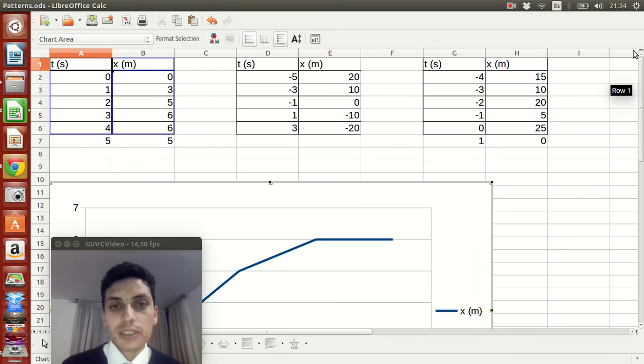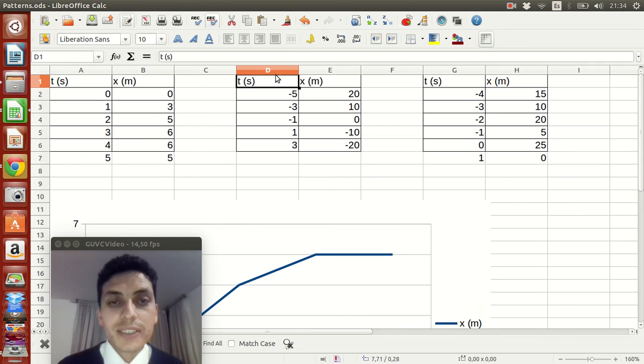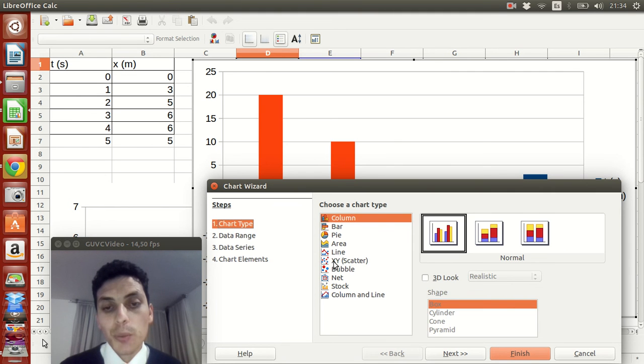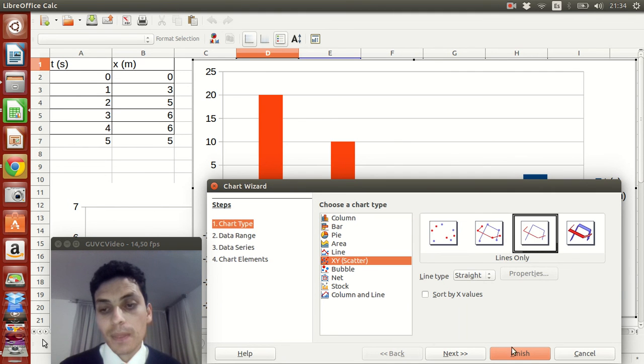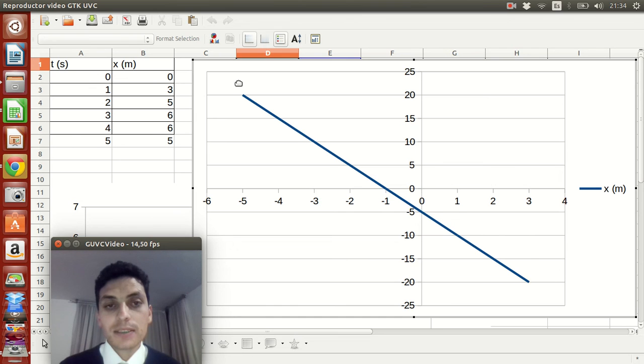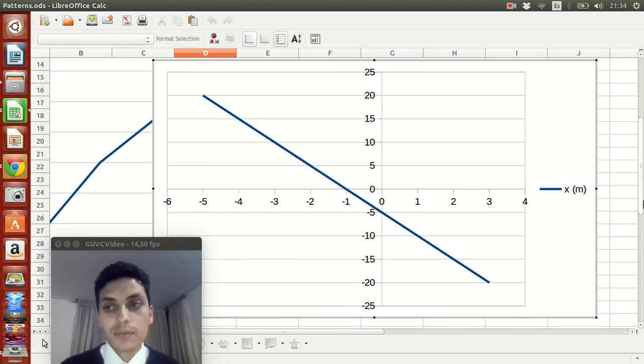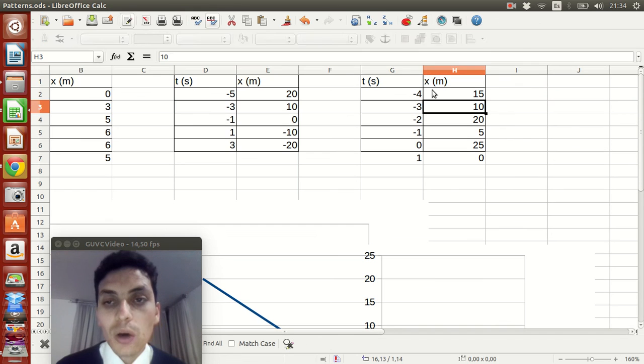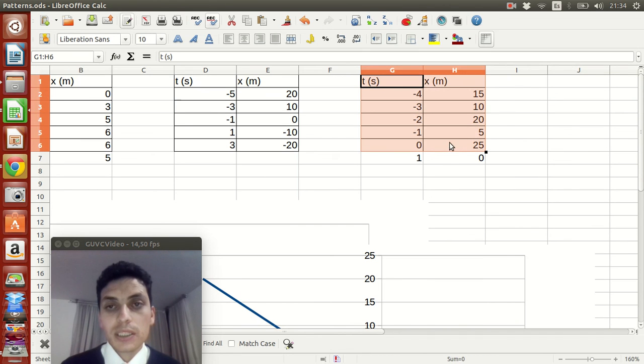Now the second table. We said that the second table is a linear function. So when I do the graph, it should show me a line. Yes, it's a line. It's a linear function. And this one, we said that it's not. It's not a linear function.